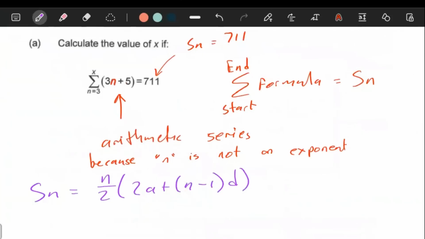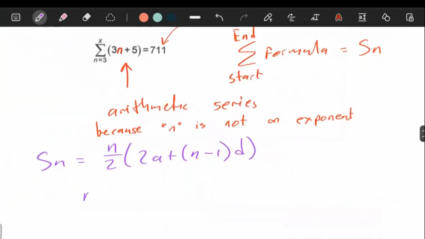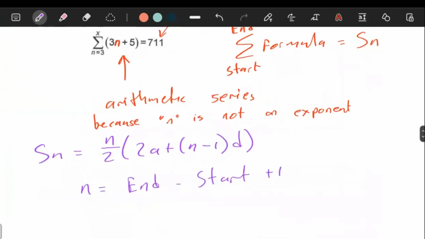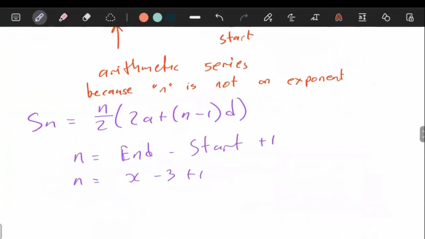Your values of n, a and d, you have to get those systematically. So let's start with n. n is always equal to where you're ending off minus where you're starting. You always need to add 1 afterwards, always and forever. So automatically our value of n is equal to x minus 3, the whole thing plus 1, which is going to give you x minus 2. There we go. That's n.